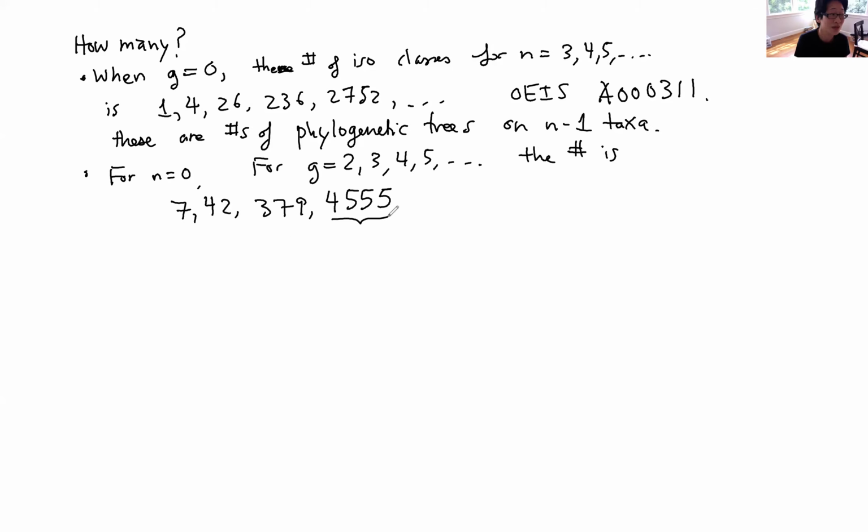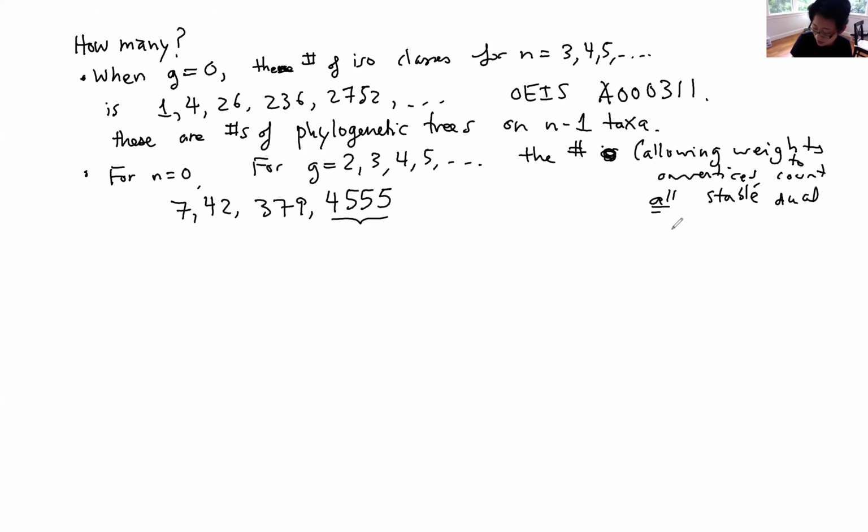So again, this is the number of, oh, sorry. This is a slightly different count in which, let me just temporarily allow weights on the vertices and count all stable dual graphs of type g, n. Sorry, so this is a related count. Yeah, so for example, this 4,555 is the number of boundary strata of M_5 bar, the number of topological boundary strata of M_5 bar, and so on.